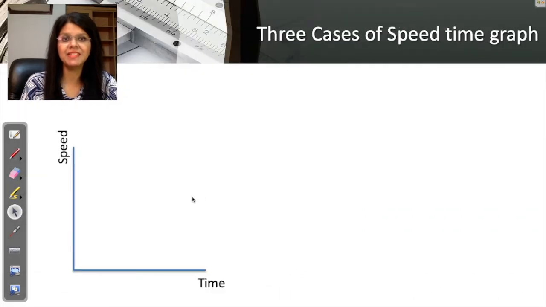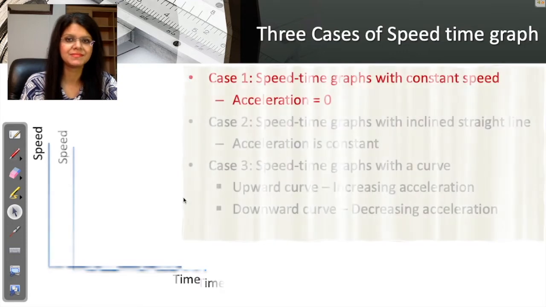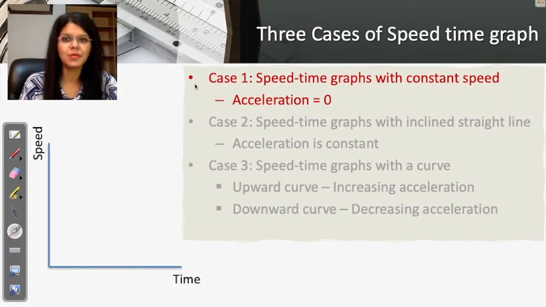Alright, now there are 3 cases of the speed time graph. Let's go through them one by one. We'll go through case 1 first: the speed time graph with constant speed. So you're going to plot a speed time graph where the speed is constant.